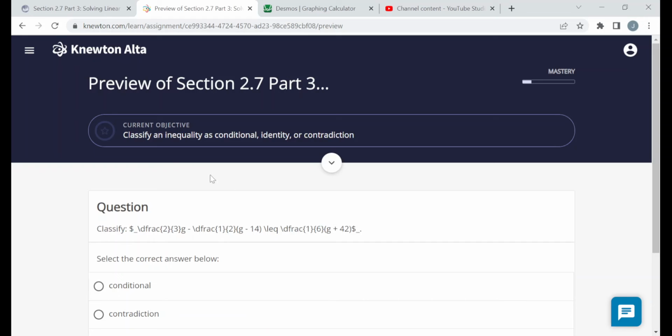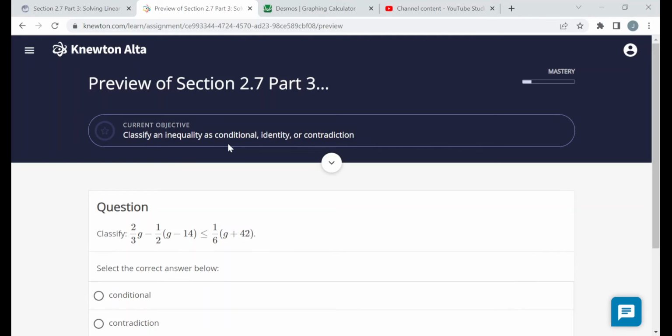All right, this one. Now we have seen these words before as well. Classify an inequality as conditional, an identity, or a contradiction. So I'm not going to write these out again. I talked about these in an earlier section of chapter 2. A statement is conditional if it's only true under certain conditions, for certain numbers.